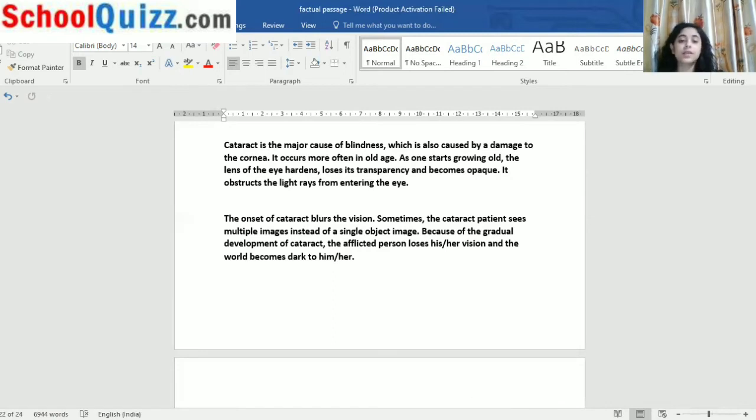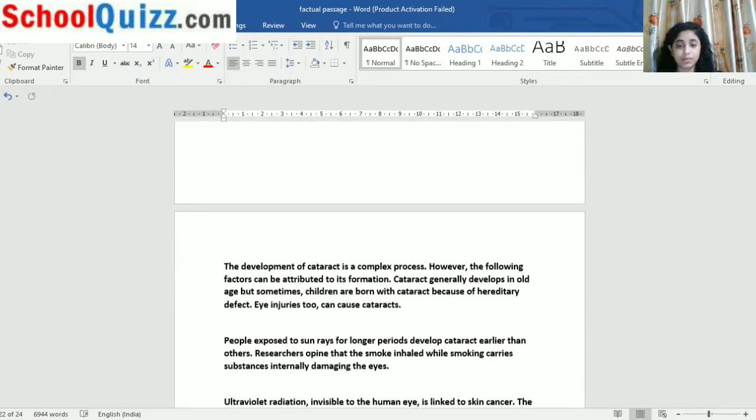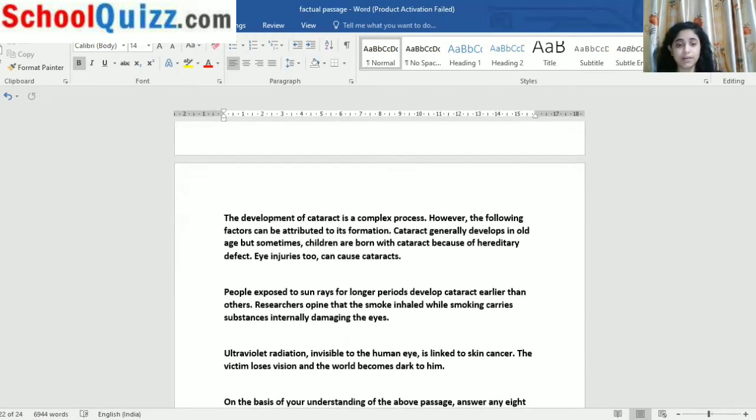The onset of the cataract blurs the vision. Sometimes the cataract patient sees multiple images instead of a single object. Because of the gradual development of the cataract, the afflicted person loses his or her vision and the world becomes dark to him or her. Now, the development of the cataract is a complex process. However, the following factors can be attributed to its formation.